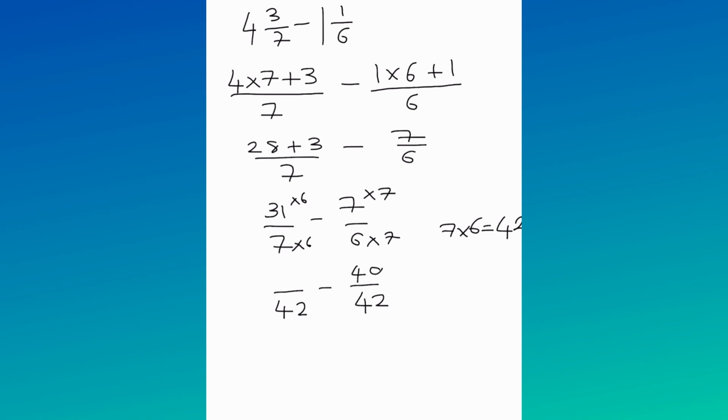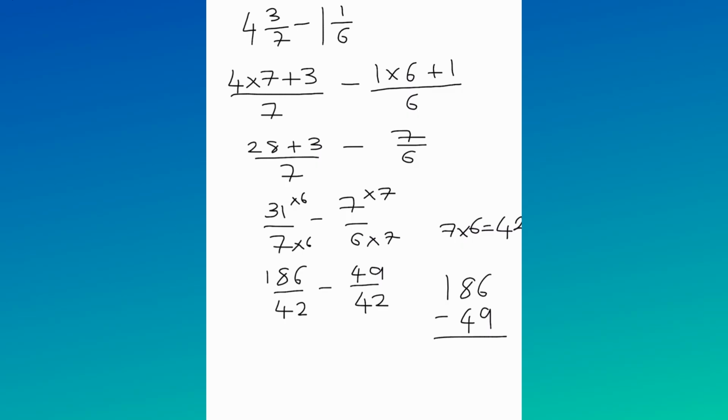Now I know that 7 times 7 is 49. That's easy to do. Slightly harder to do 31 times 6. So I'm actually going to do that over here. I'm not going to do it in my head. 1 times 6 is 6. 6 threes are 18. So that's 186. So now I have 186 take away 49, because I've got 186 42ths take away 49 42ths.